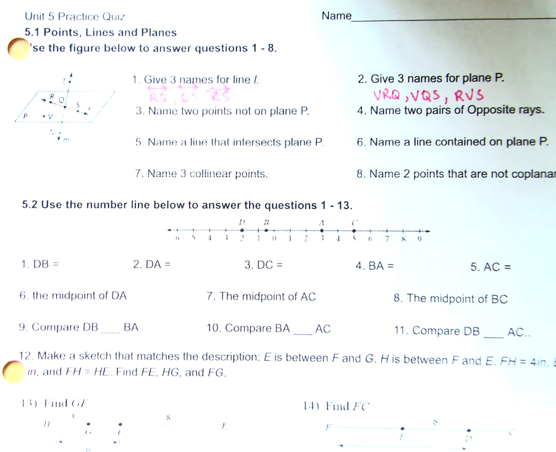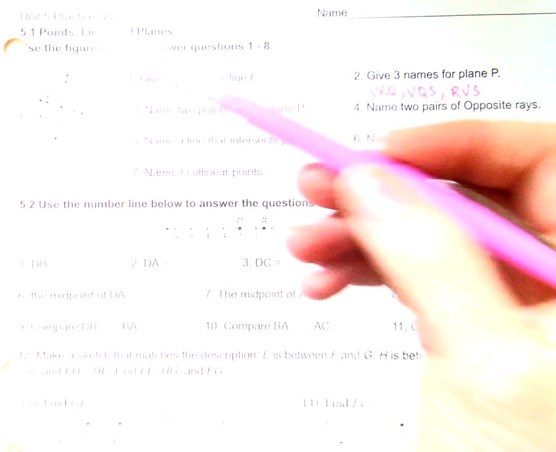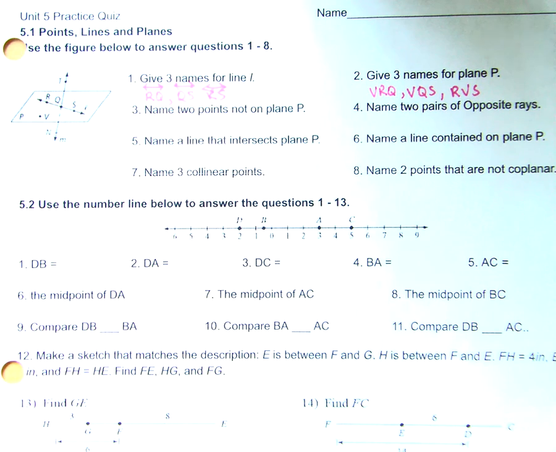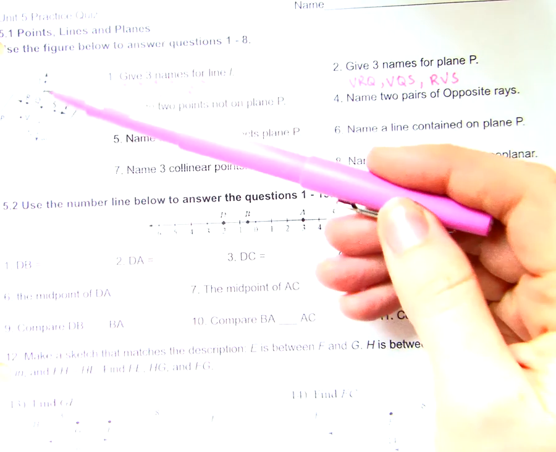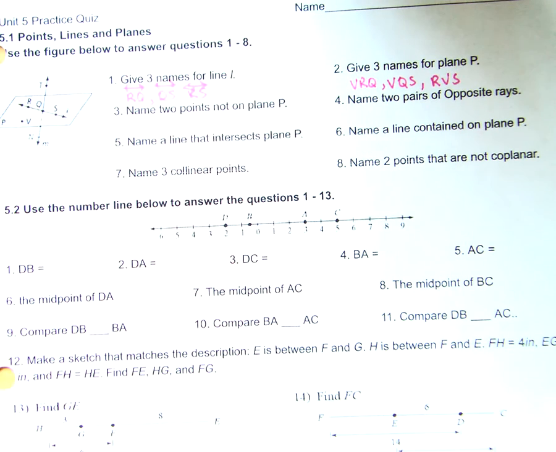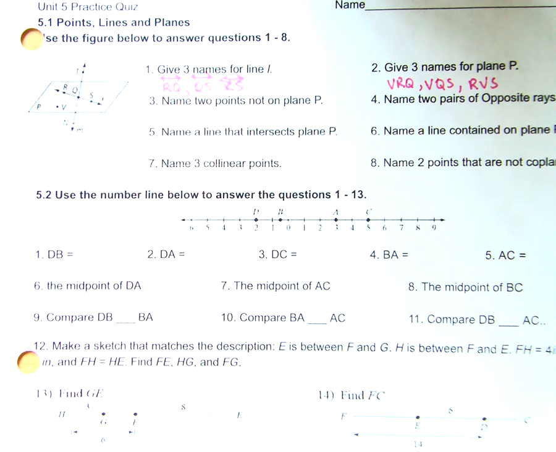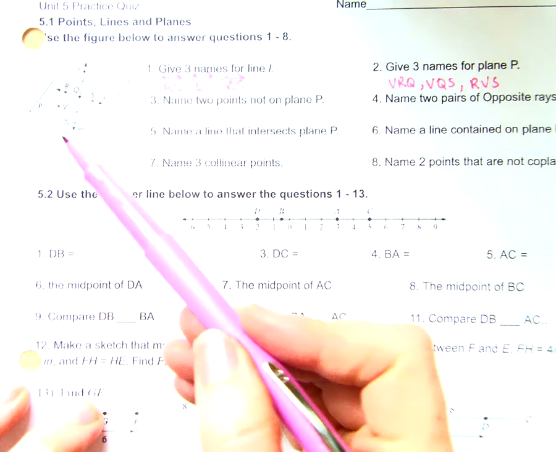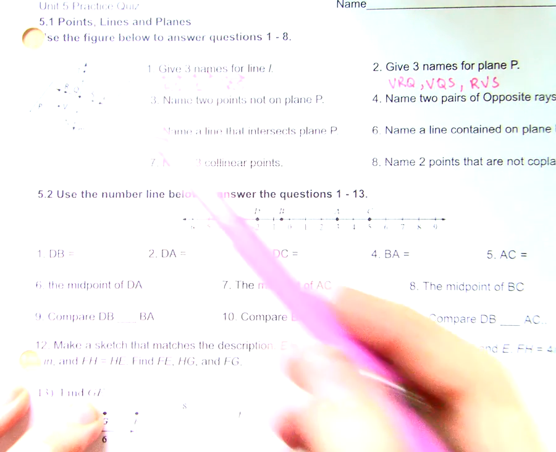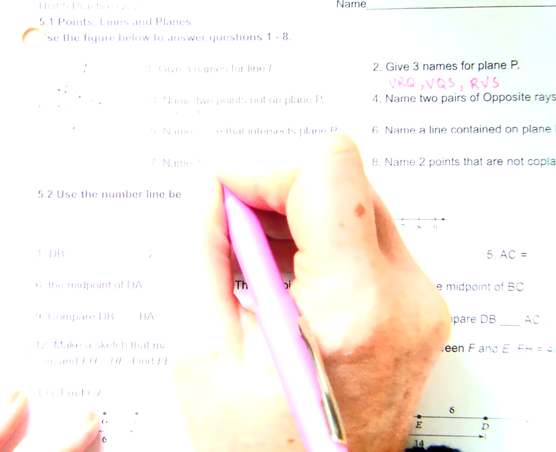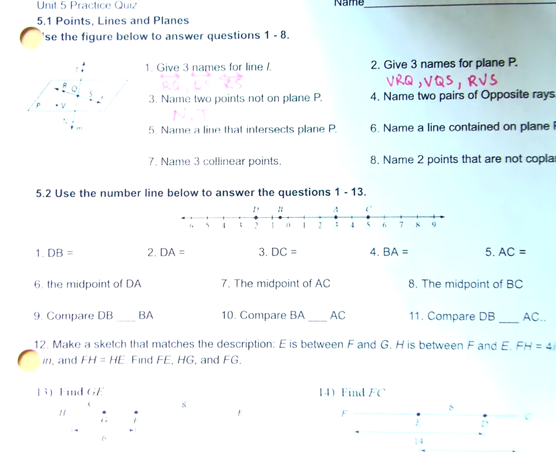Okay? Question 3 says, name 2 points not on plane P. So again, remember, this line right here, I'm sorry, the lighting is terrible today, is the one that would be through the plane. And so when I'm looking at it, I'm just going to find points on that line. So for example, N is below the plane and T is above the plane. So we would have point N and point T as points not on the plane.